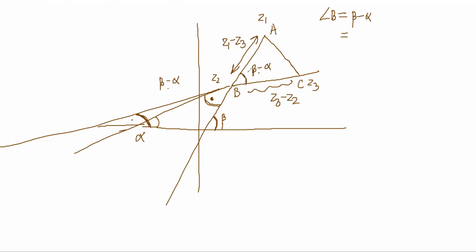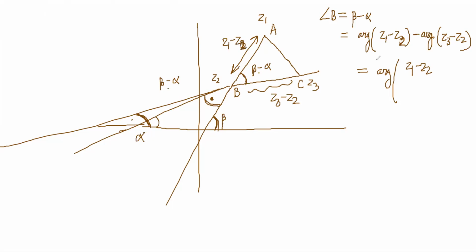Beta is the angle that the AB line made with the positive x-axis, correct? So the argument of Z1 minus Z3 minus the argument of alpha is the BC line's angle, that will be equal to Z3 minus Z2. So you get the argument of Z1 minus Z2 here, not Z3. Yes, Z1 minus Z2 by Z3 minus Z2, right?